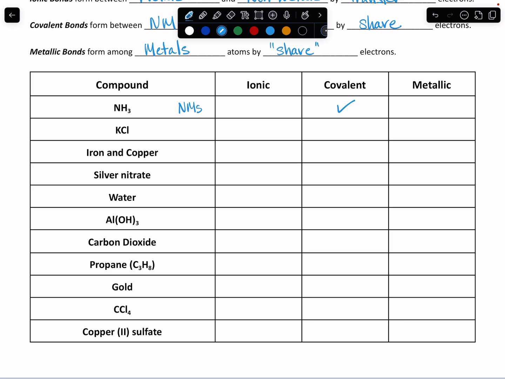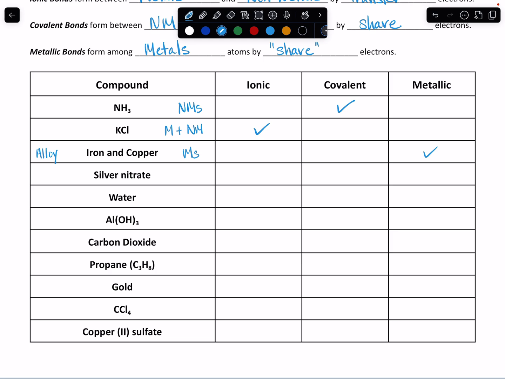Here I have potassium chloride, so that's a metal plus a nonmetal, so that's going to be ionic. Iron and copper, so these are both metals. Now, this is a blend of metals, a mixture. That's going to be a specific type of mixture called an alloy. But because it's only metals, that's going to be metallic bonding.